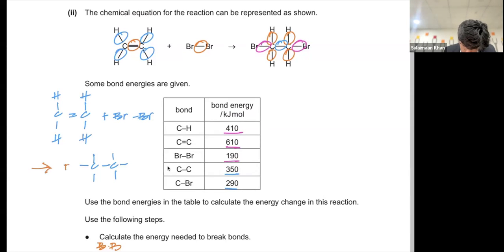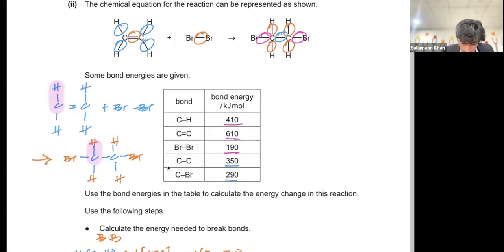That's a Br here, that's a Br here, and these are the H's. Now, check it out. What's changing from left to right? This C-H bond and this C-H bond is the same. This C-H bond and this C-H bond is the same. This C-H bond and this C-H bond is the same. This C-H bond and this C-H bond is the same. What has effectively changed? What is the net change between the two?